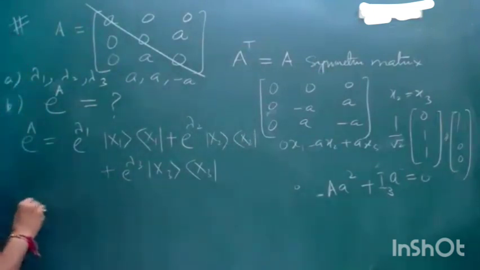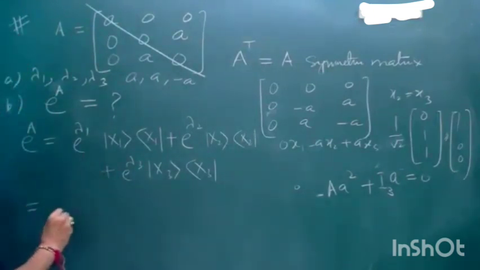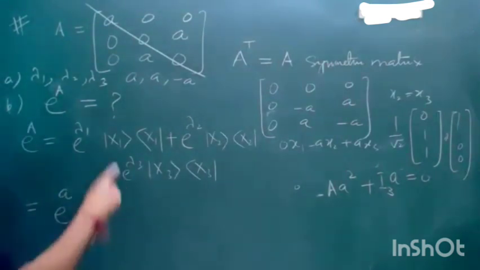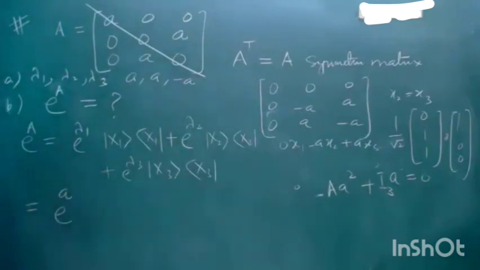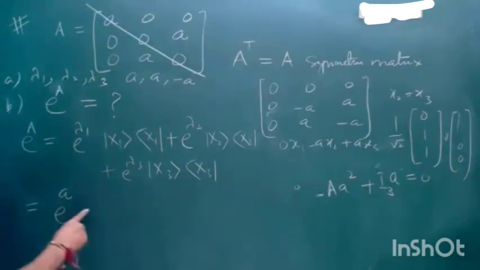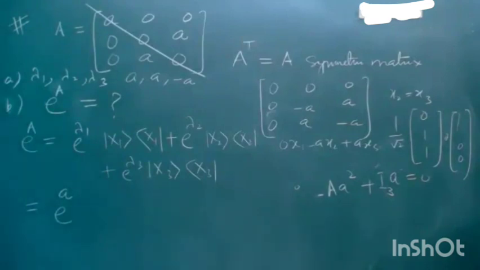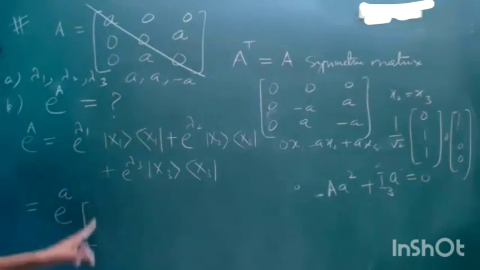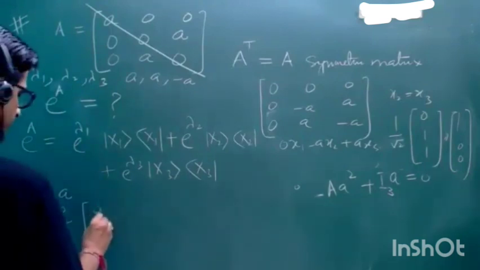So the first one is e to the power a, and the multiplication of eigenvectors. That will give, here we should have 3 cross 1, 3 cross 1. What was the vector here? Tell me once. 0 1 minus 1.